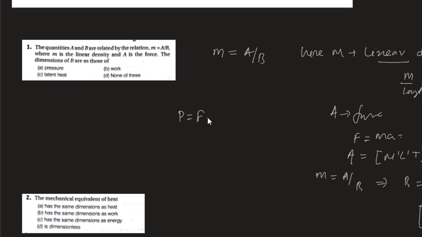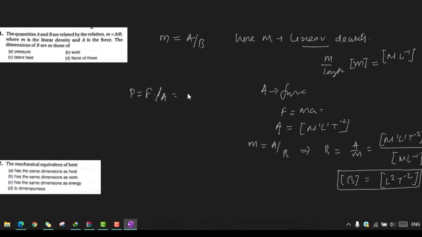First is pressure. Now we know what pressure is: force per area, and in force there is a mass quantity, right? If we divide by area, the mass will not get cancelled. So in pressure there will be a mass quantity, so this dimension cannot be the same as pressure. Now in case of work, this is option B. In work we know force times distance. Even in this case, force contains one mass, so the dimension of work will have a mass quantity, whereas here there is no mass quantity.